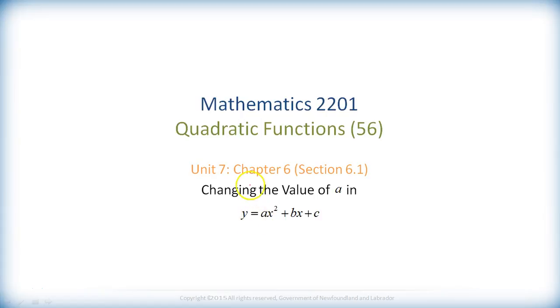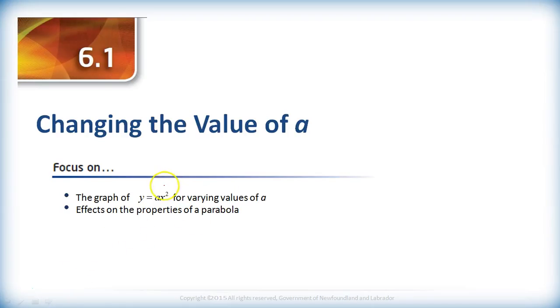We're talking about parabolas again in our second section here. So this is quadratic functions 56th installment, and we're looking at changing the values of the parameter a in the quadratic function's standard form of its equation, ax squared plus bx plus c. We're going to talk about the graph of y equals ax squared for varying values of a. We're going to talk about its effects on the values of a parabola if we choose different values of a.